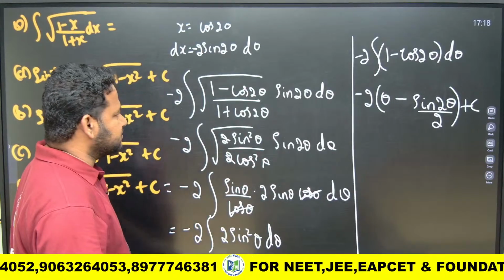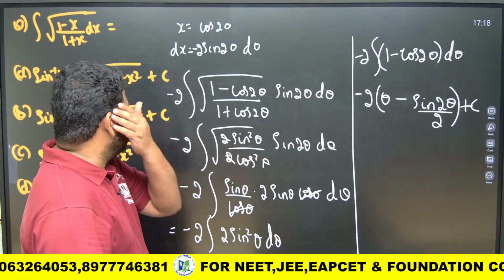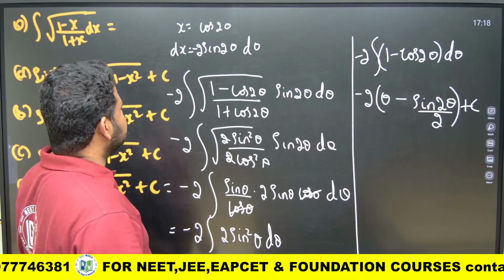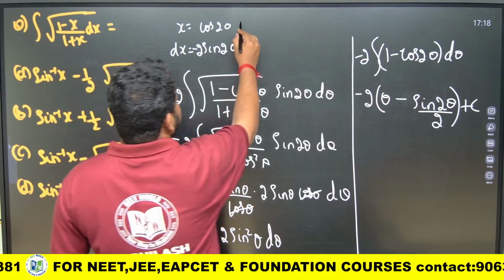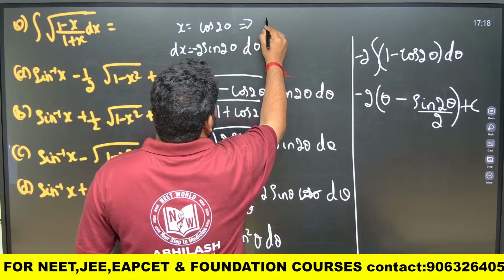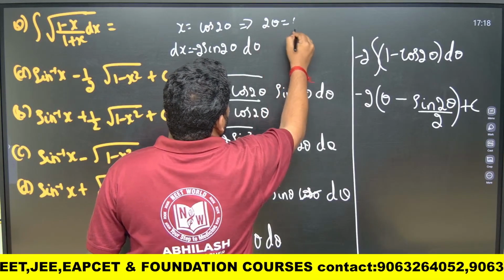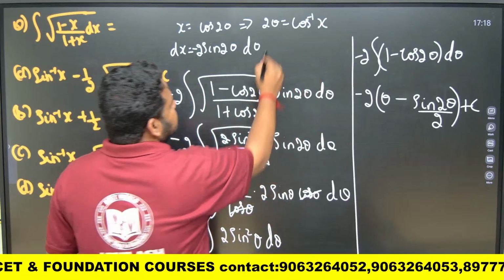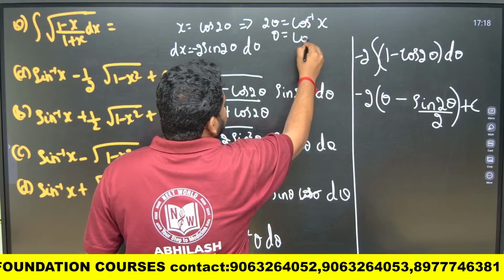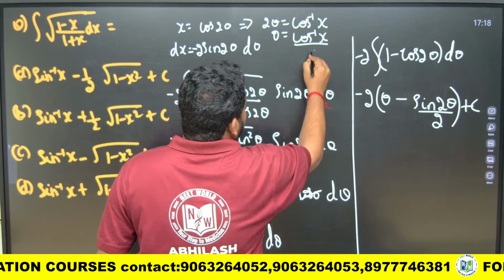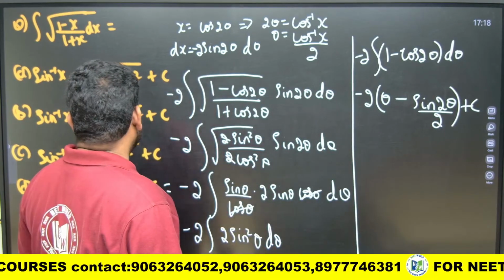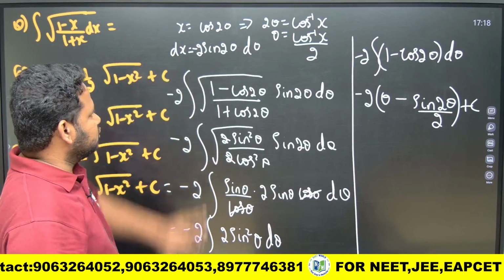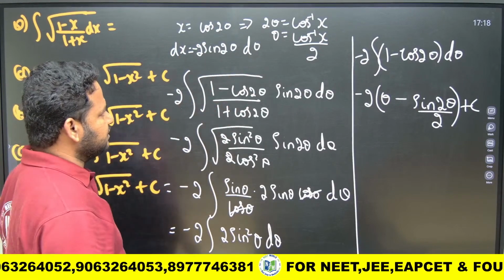Now, in terms of theta we have this. We have taken x is equal to cos 2 theta. This implies 2 theta is equal to cos inverse of x. So theta is equal to cos inverse of x by 2. So x we took as cos 2 theta, so theta is equal to cos inverse of x by 2.